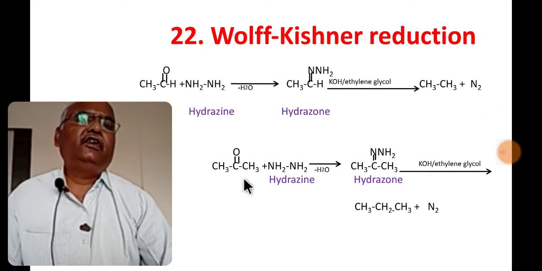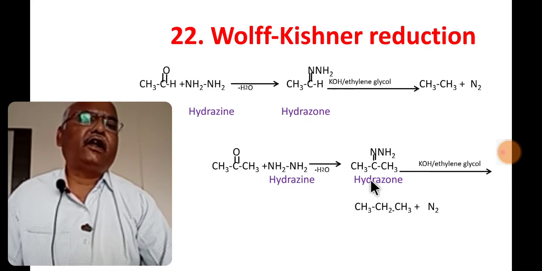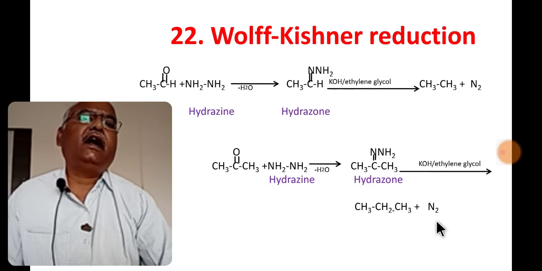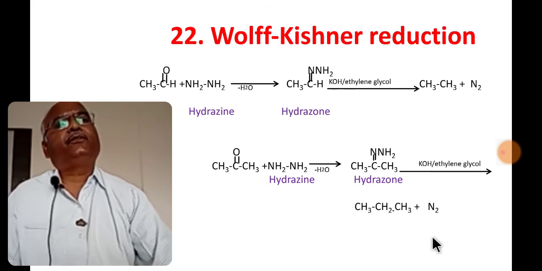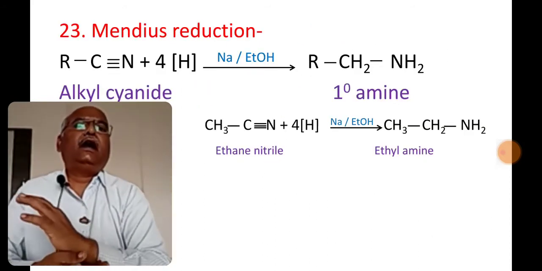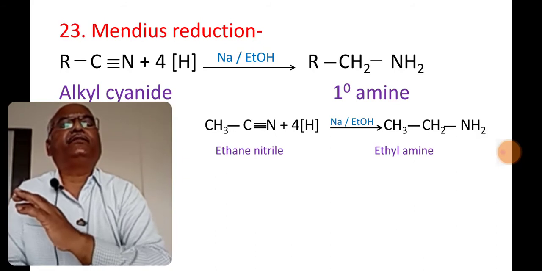Acetone is treated with hydrazine to give hydrazone. Hydrazone on treatment with KOH and ethylene glycol gives propane and nitrogen gas. This is Wolff-Kishner reduction. Another important reaction, Mendius reaction.